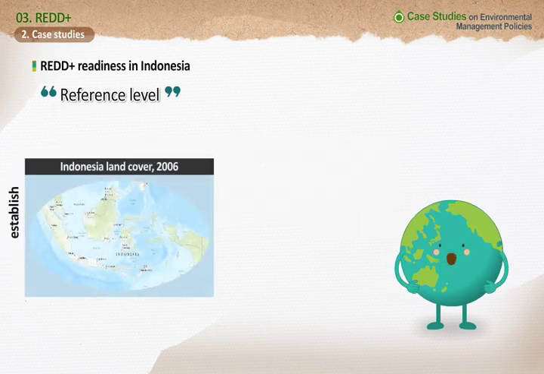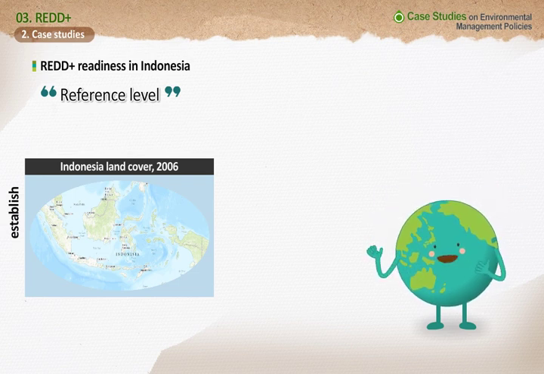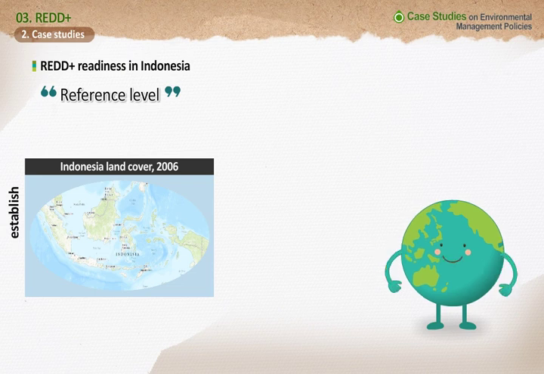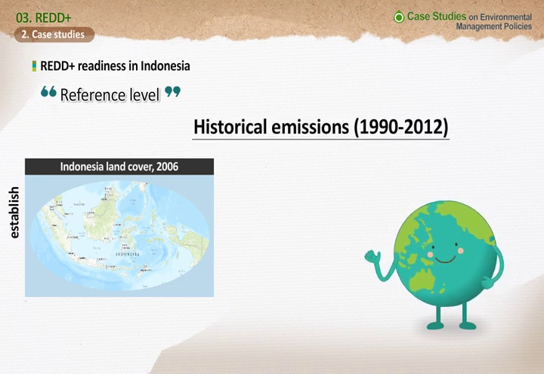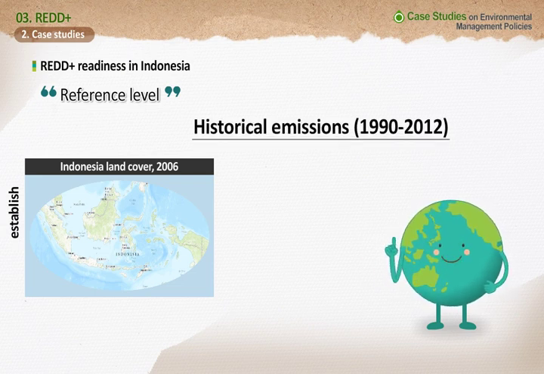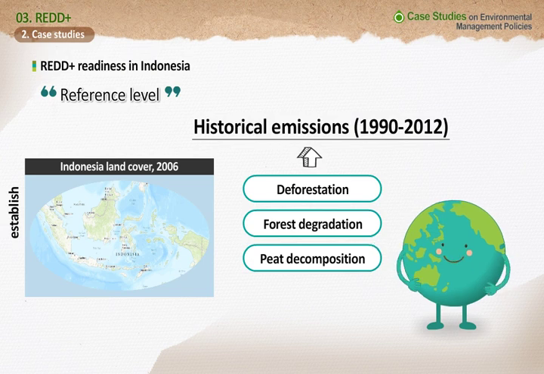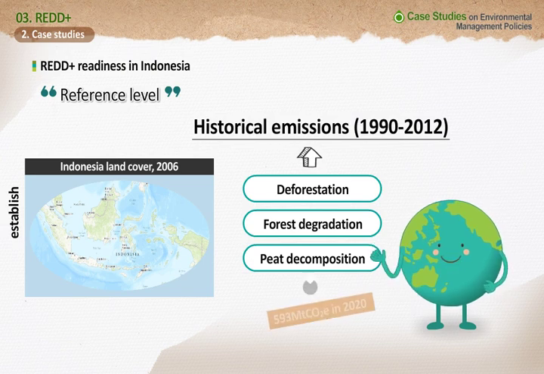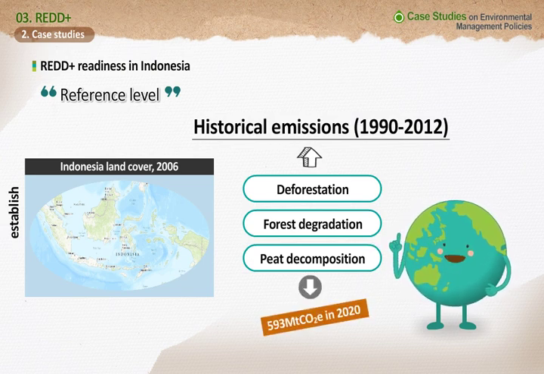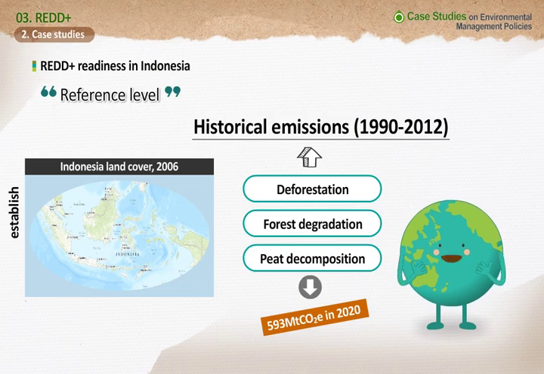To establish the reference level, land cover maps were created for the entire country for 8 years between 1990 and 2012 using satellite imagery. Based on historical emissions from 1990 to 2012, the emissions from deforestation, forest degradation, and from peat decomposition are projected to be 593 metric tons of CO2 equivalent in 2020.